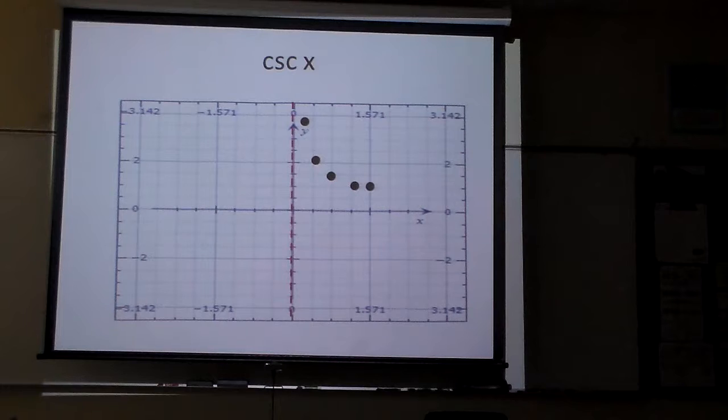And then guess what happens at pi over 2? It actually becomes 1. Well, that makes sense. Cosecant has to be larger than 1, at least the absolute value of 1, because it's the bigger side, and the bigger side divided by a smaller side is always going to be bigger.